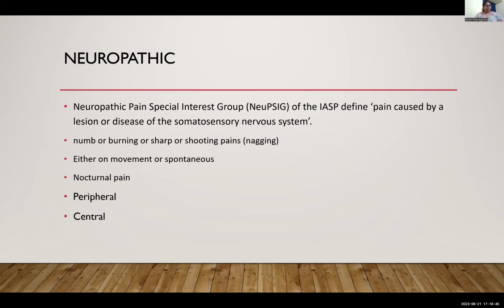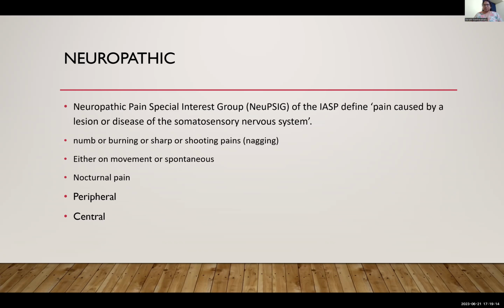Okay, so what is neuropathic pain? There's a subgroup of IASP, the neuropathic pain special interest group. They work only on neuropathic pain. This group defined neuropathic pain as pain caused by a lesion or disease of the somatosensory nervous system. So what is the somatosensory nervous system?